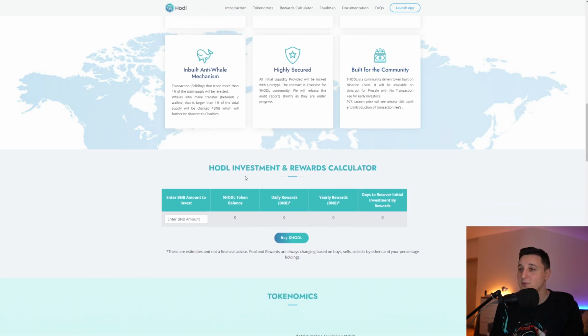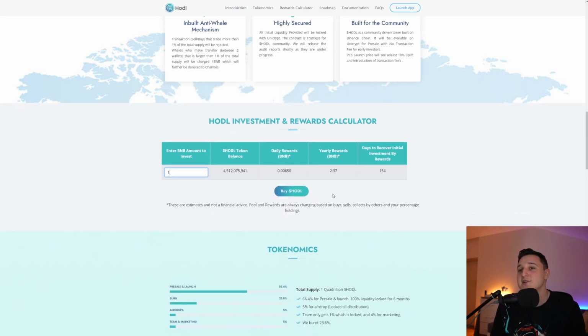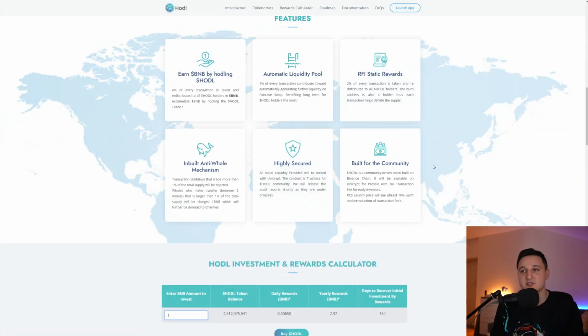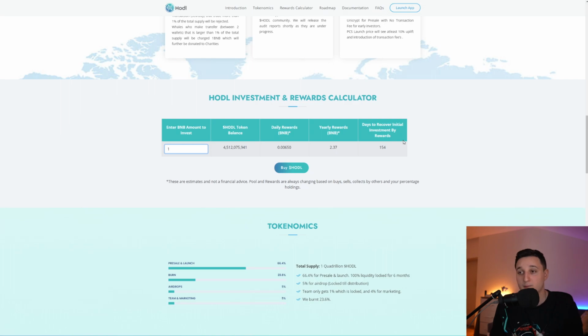So Hodl investment and rewards calculator. So if you do want to calculate, if you invest with 1 BNB here, in the end, you will be getting yearly rewards of 2.3 BNB. So that's the biggest difference here. So there you go. So basically, you can do like 150% increase, like 130% increase your money right now. I think it was bigger before. It's because the pool is lower right now, but if the value of this coin does continue to go up, then it's going to be a lot more different.